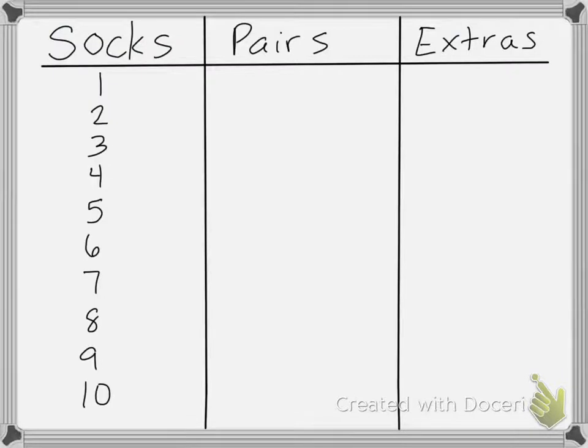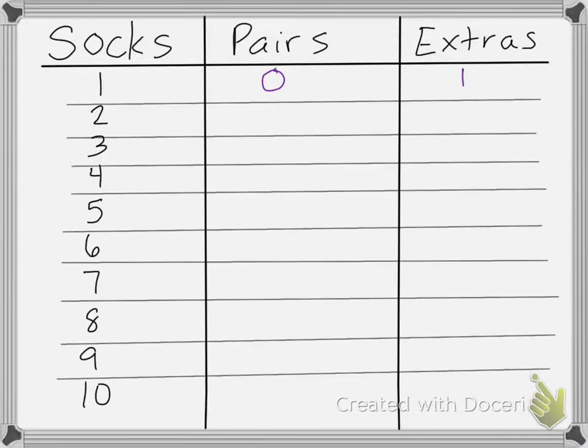All right, so if we look, we're going to put how many socks we have and then how many pairs I end up with and if I have any extras left over. So with one sock, I have 0 pairs and I end up with one sock left over. Now when I had two socks, I ended up with one pair and I had 0 left over. Three socks, I had one pair and one left over. Four socks, I had two pairs and no extras.